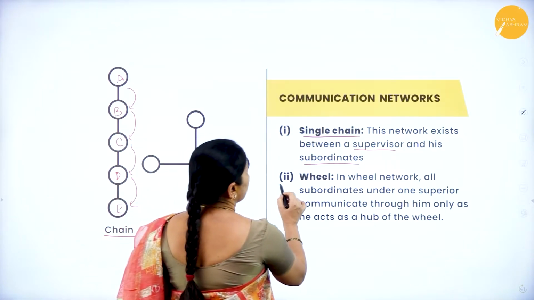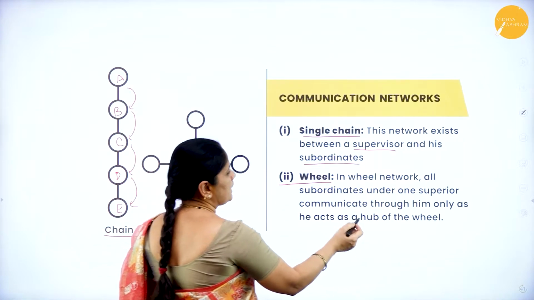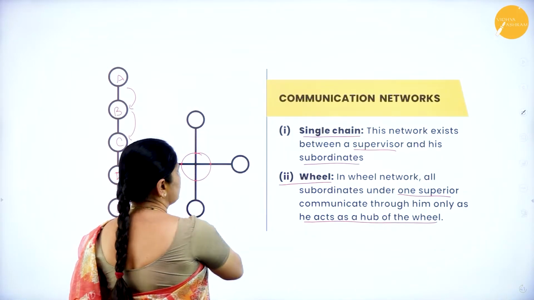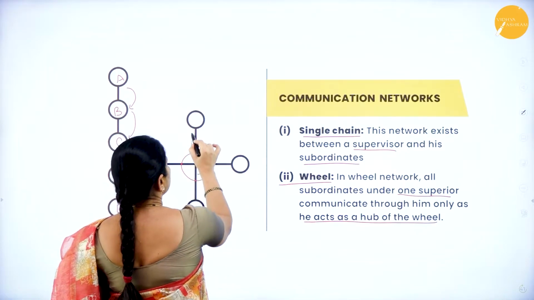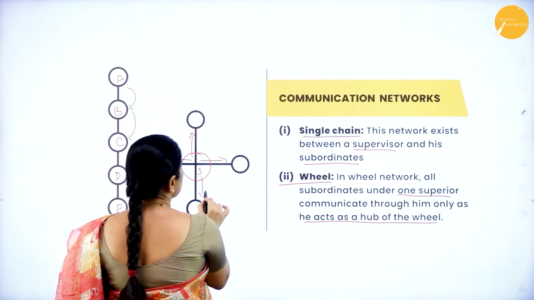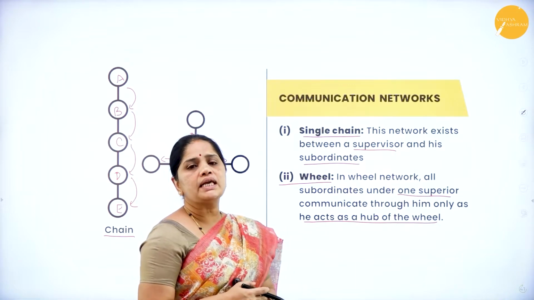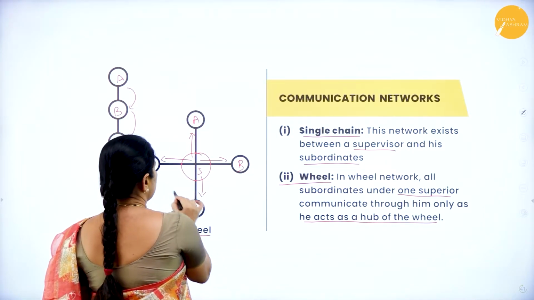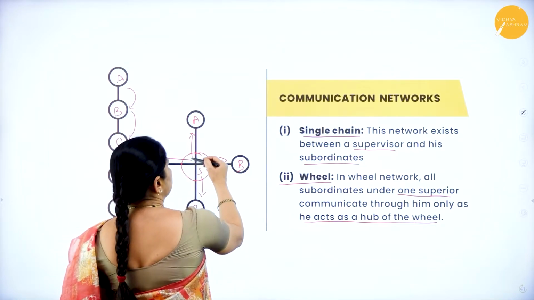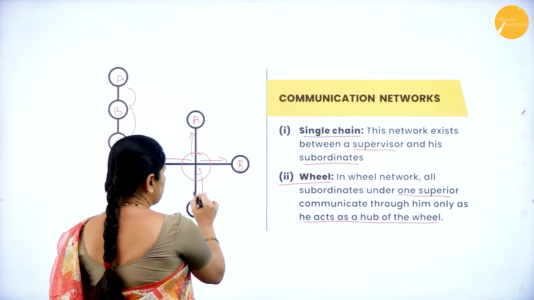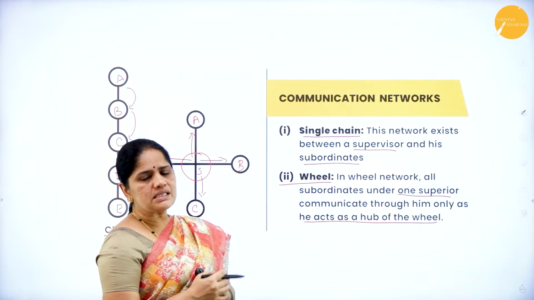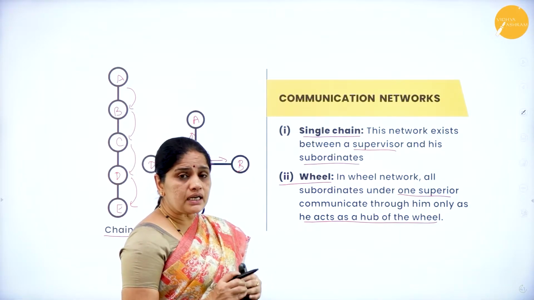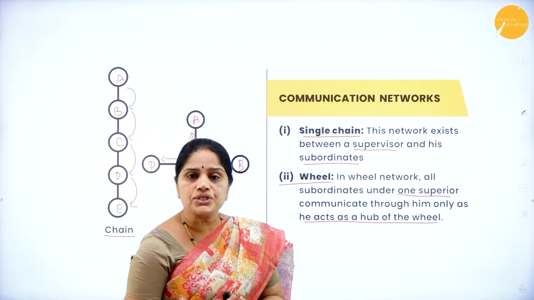Now, in the second one, we have the wheel. In the wheel network, all subordinates under one superior communicate through him only, as he acts as the hub of the wheel. Here we have the supervisor, who communicates with all his subordinates. He is in the middle of the wheel, and whatever communication he has to give, he personally gives to all his subordinates. We have A, B, C and D, and this is the superior. He personally conveys to A, to B, to C and D. The superior is in the middle of the wheel and subordinates are around him. When he communicates personally with each of them, we call this communication network the wheel.